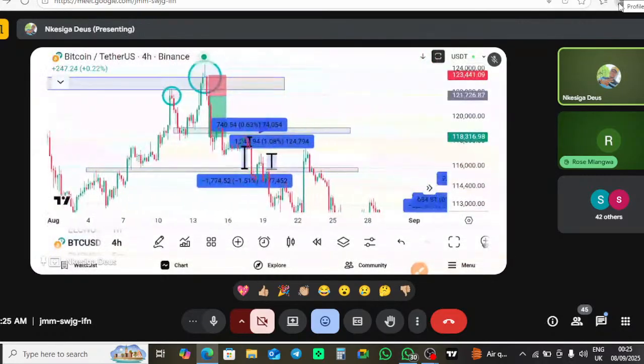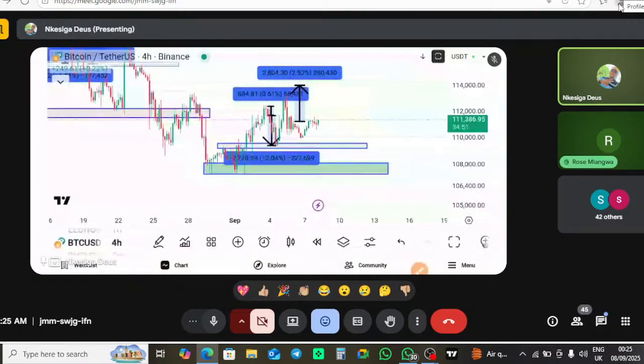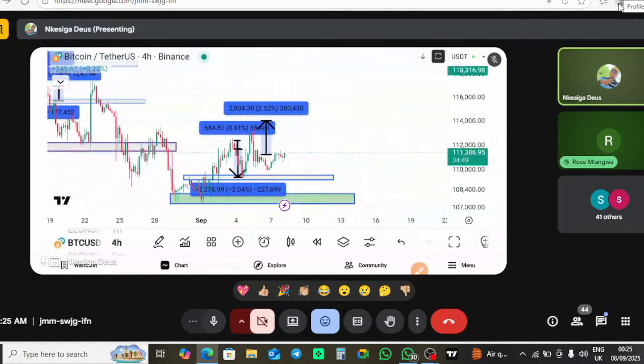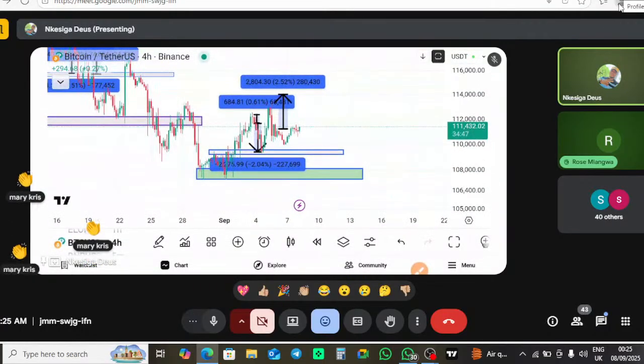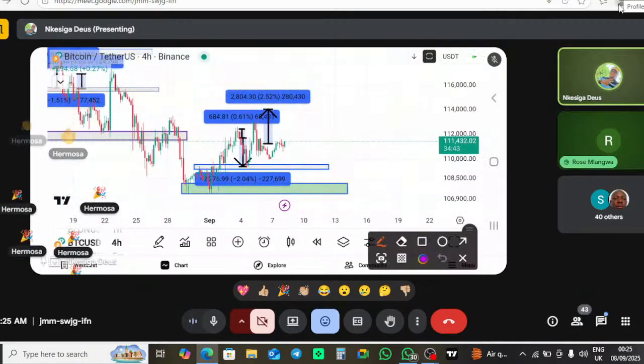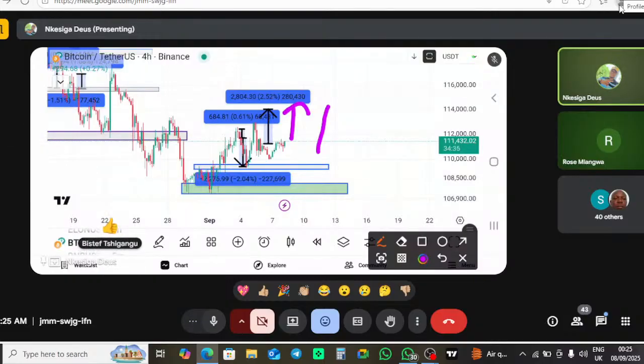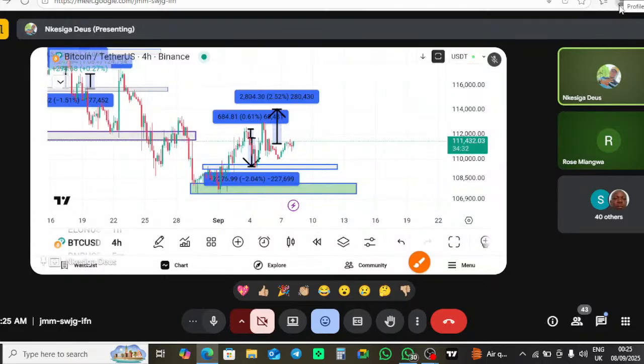Are we not done? I expect Bitcoin to give us 2% from where it is going up. That is what we expect after forming the change of character. So we expect the market to react positively very soon. Otherwise, allow me to stop from here.